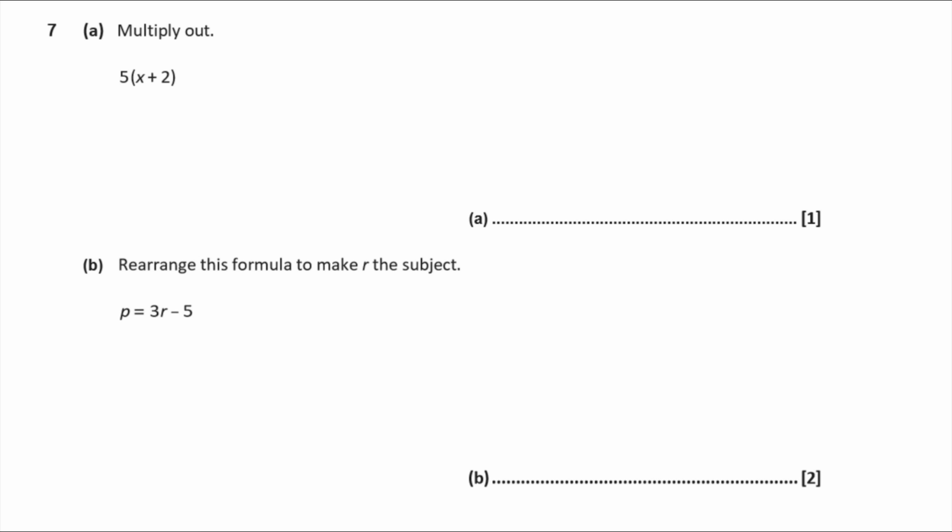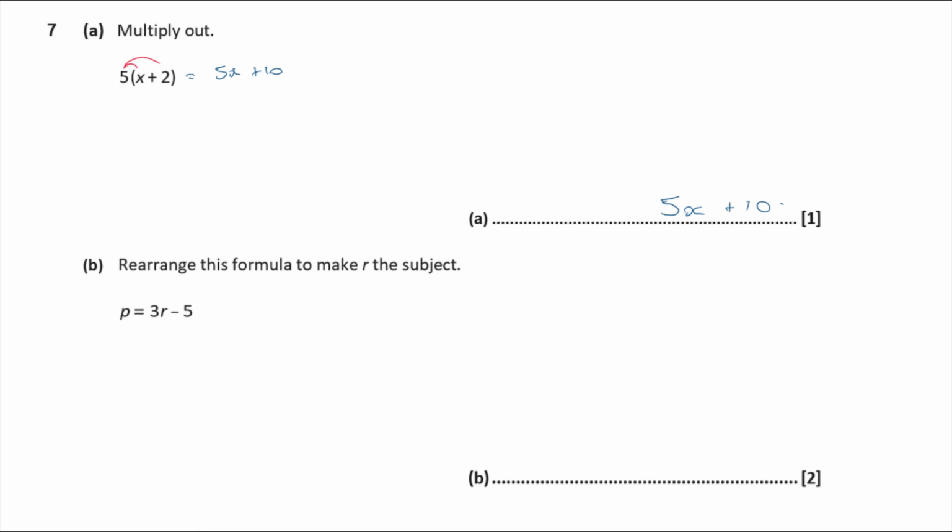Okay, question 7a, multiply out 5 lots of x plus 2. So when we've got a bracket like this and a number on the outside, we multiply everything on the inside with that number on the outside. So 5 times x is 5x, and 5 times 2, well, that's 10. So that's my answer then, 5x plus 10.